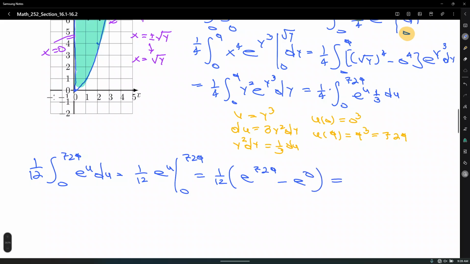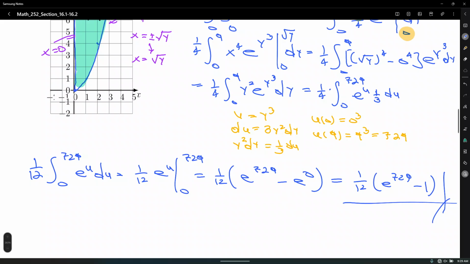And when it comes to these answers, these results, don't evaluate the e to the 729. I don't think the calculator is going to be able to compute it for us, right? So otherwise, just leave it in exact form. That's 1/12 times e to the 729. At least do the e to the 0, which is 1. All right? So this is the result of evaluating this double integral, a good example of how we change the order of integration.